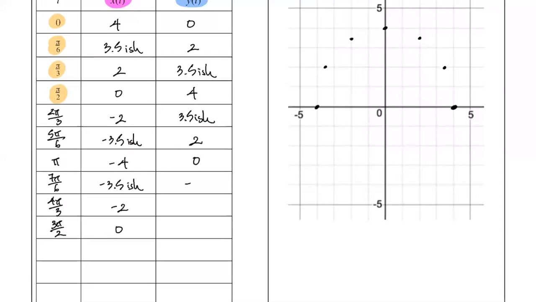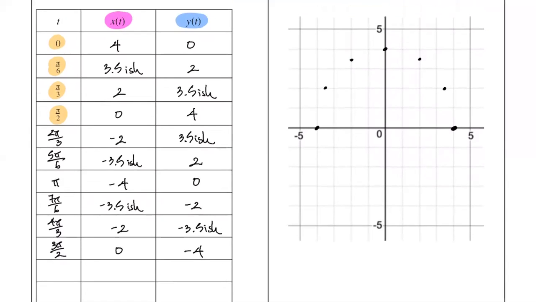And let's see, negative 2, negative 3.5-ish, and negative 4. All right, let's plug in some of these values, plot them out, see what we get. Negative 3.5-ish and negative 2, negative 2 and negative 3.5-ish, 0 and negative 4. All right, Ethan, would you like to revise your guess? Or have we just crushed you and you don't want to talk anymore today?